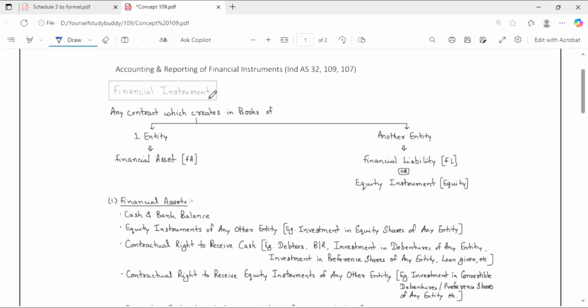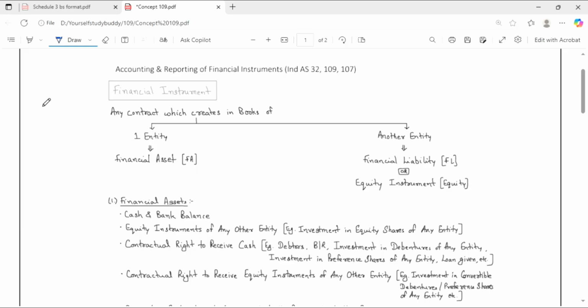A financial instrument means a contract which is going to create a financial asset in one entity's books and a financial liability for another. Okay, for example, I'm issuing debentures, so for me it will be a financial liability, and for the person who is purchasing that debenture, it will be a financial asset. And suppose I have issued convertible debentures, then my liability would also be to issue equity shares at the time of redemption.